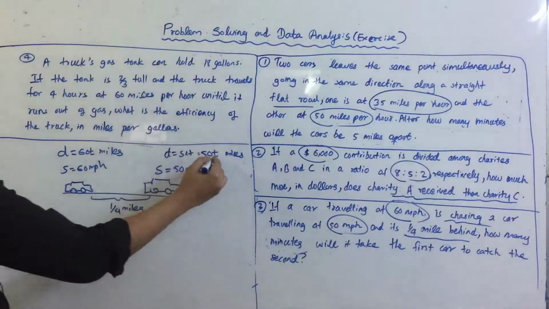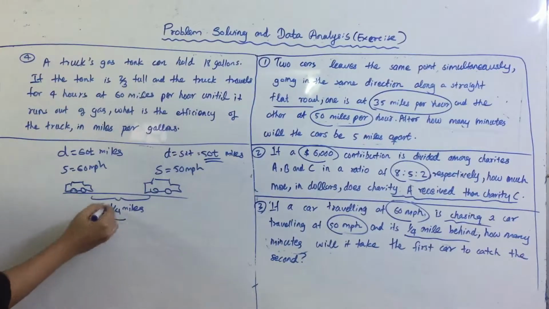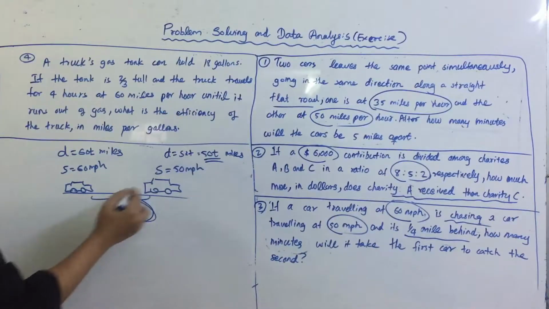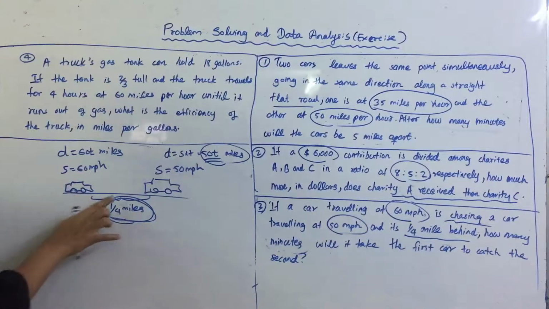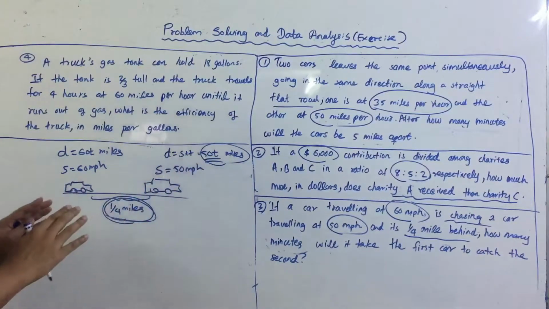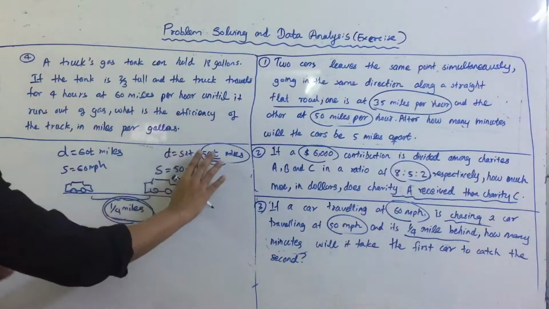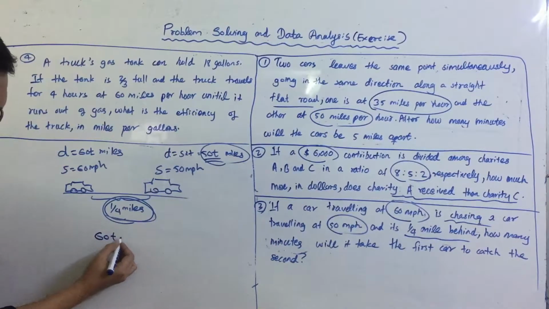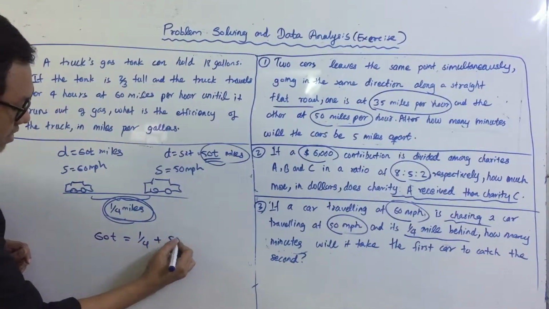But this car has also got a head start by 1/4 mile. So the distance of this car is this 1/4 mile and this. This guy has to catch up all the way. To catch up means they have to have the same distance. So the distance of this car and the distance of this car has to be the same to catch up. So this 60t distance has to be the same as 1/4 plus 50t.